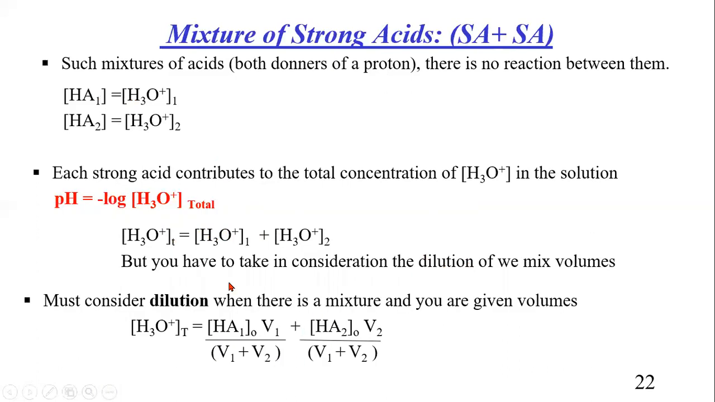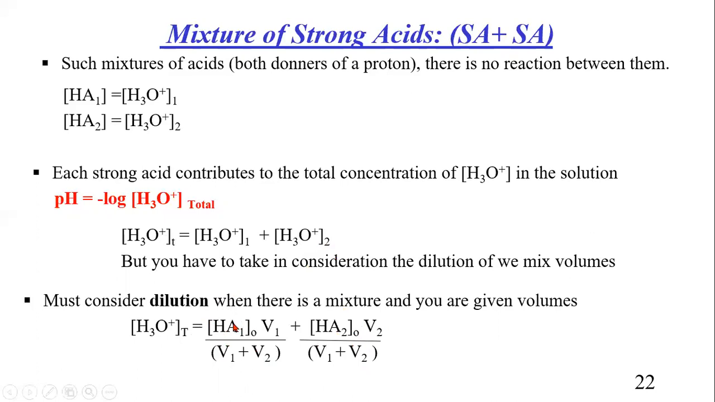And so for the concentration of H3O+ from the first acid, that's the concentration of that acid initially times the volume that it had, divided by the new total volume of the mixture, thus the dilution, plus the concentration of the second acid times its volume divided by the total volume of the mixture. That way we get the concentration of each H3O+ that has now already been diluted in solution.